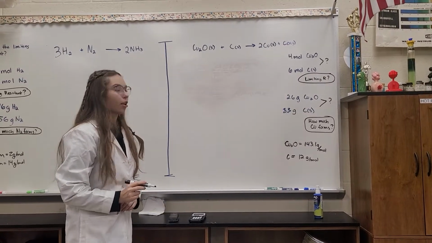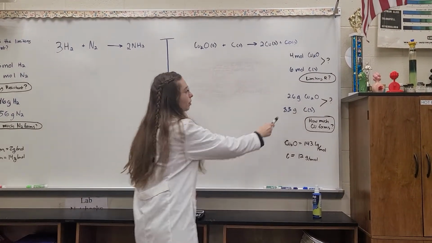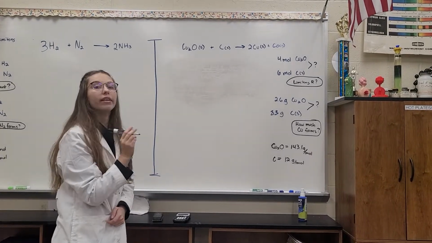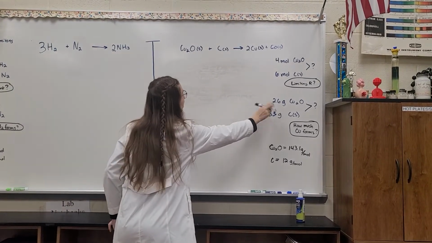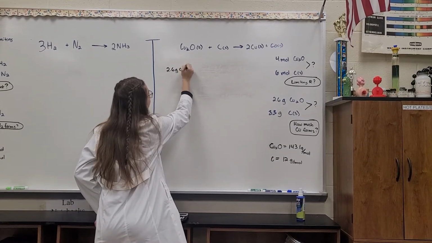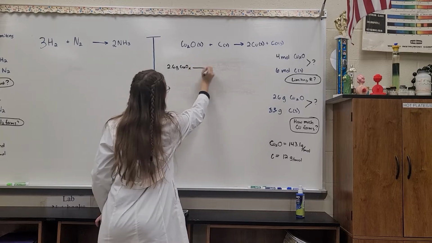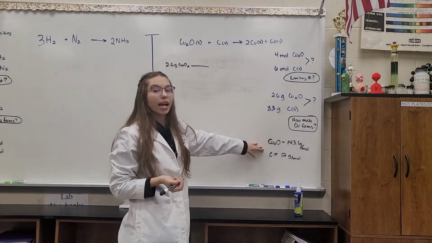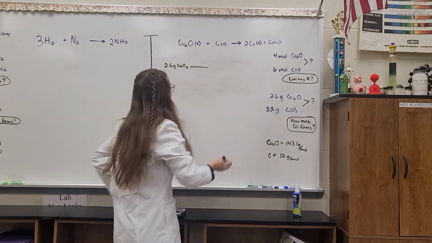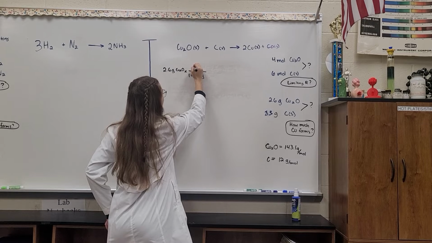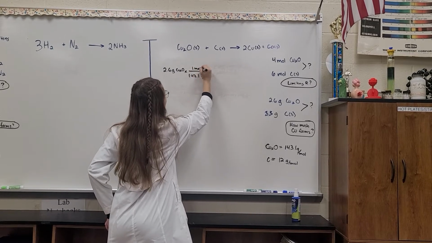Now we can get into a little bit of a harder problem. As you see, we were given grams this time, not moles. That means we have to convert each one into moles. So let's start with the first one, 2.6 grams of Cu2O. To convert it into moles, we're going to use the molar mass, and I gave it to you here, but otherwise you'd have to calculate it on the periodic table. That's 143.1 grams per 1 mole of Cu2O.